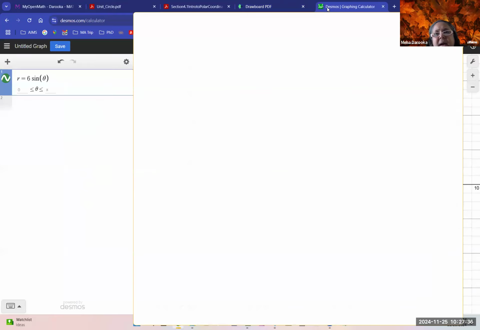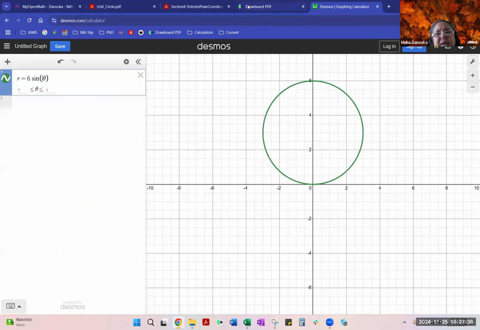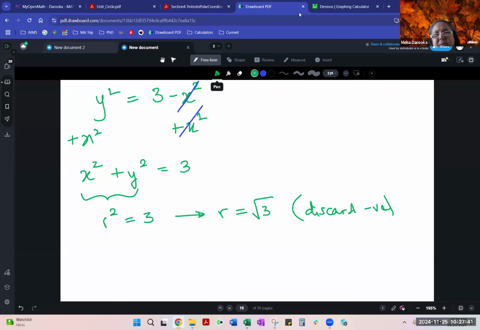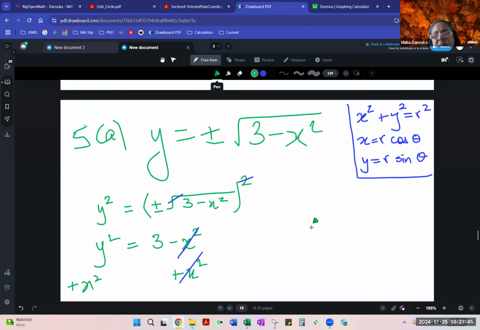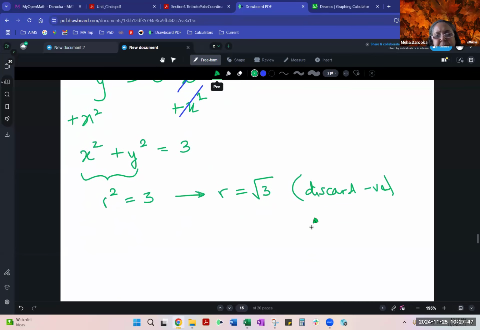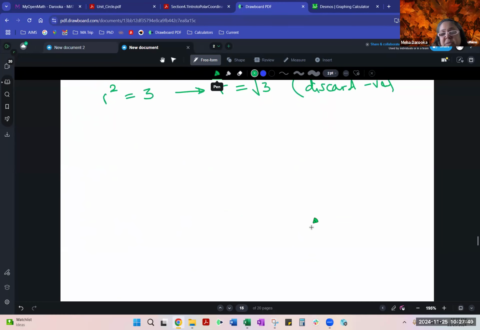Does anybody have any questions on this example here? Okay, so this was part A. Let's look at part B.